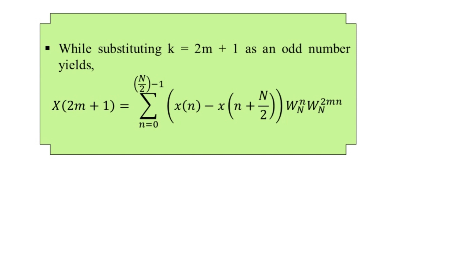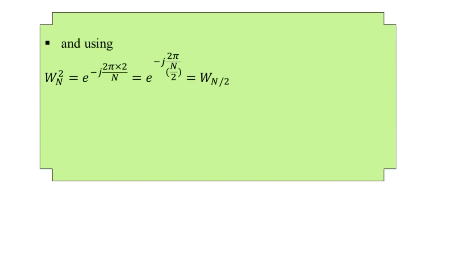Along with this representation, if we make use of the twiddle, here we have capital W, the suffix capital N as usual, and the power is 2. That time we have the exponential e to the power minus j 2 pi into 2 divided by capital N. That can be of the form e to the power minus j 2 pi by capital N by 2, which will result into capital W suffix capital N by 2 here.